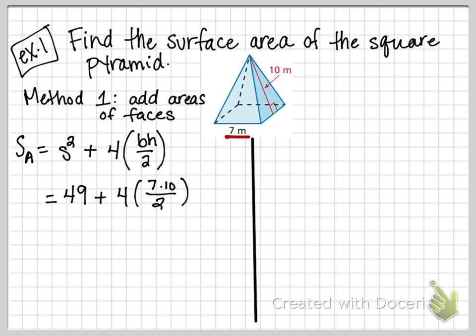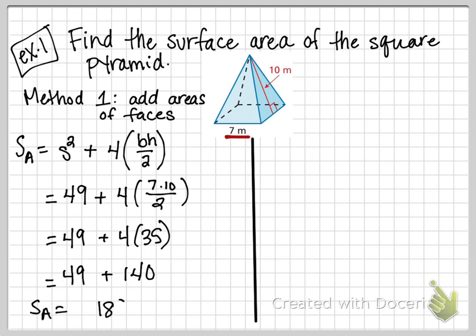So now let's start all of our simplifying and adding and multiplication. 7 times 10 is 70, divided by 2 is 35. We simplified inside our parentheses. What's 4 times 35? 140. Plus 49. So our total surface area is 189 meters squared. Very good.